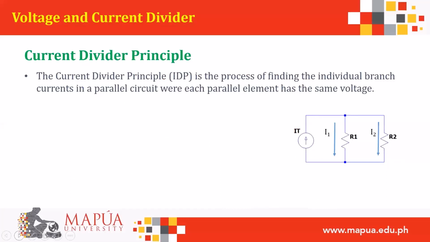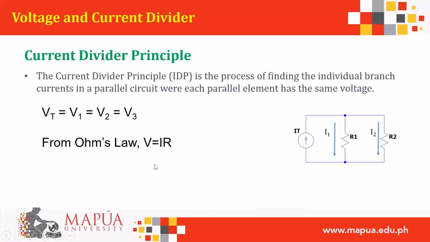Well, for current divider, if the connection is in parallel, you can get the currents flowing through each resistor without getting the voltage. Remember, for parallel connection, voltage is constant. There's only one voltage in this case. The voltage across R1 is the same as the voltage across R2.